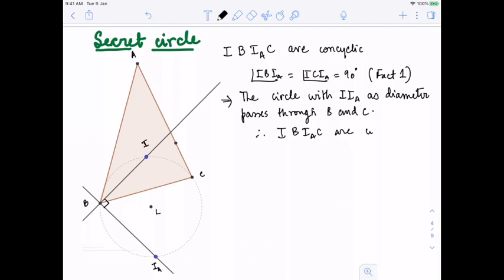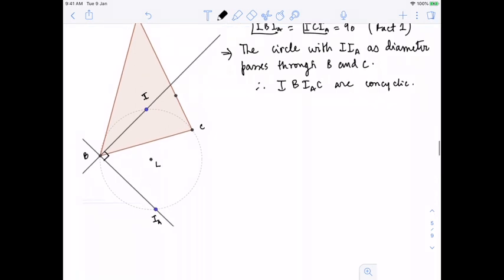I, B, I_A, C are concyclic. They are not just concyclic, we know something more actually, right? In fact, we know that I I_A is the diameter. So let's draw I_B and I_C and get our cyclic quadrilateral. You can see the circle. In fact, I I_A is the diameter with the midpoint L, the center of the circle.